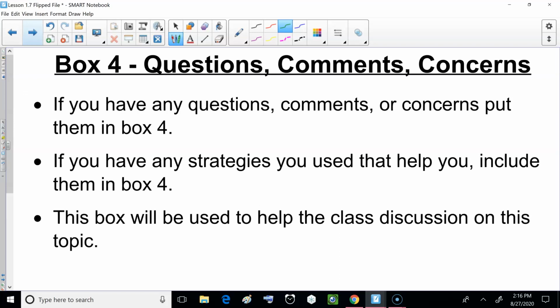As always, if you have any questions, comments, or concerns, you want to jot those notes down so that we can share and discuss as a class. Also, if you have any strategies that you use that may be different, feel free to also write those down. That can help your classmates out if they were learning it differently. So good luck on today's lesson of adding greater numbers.